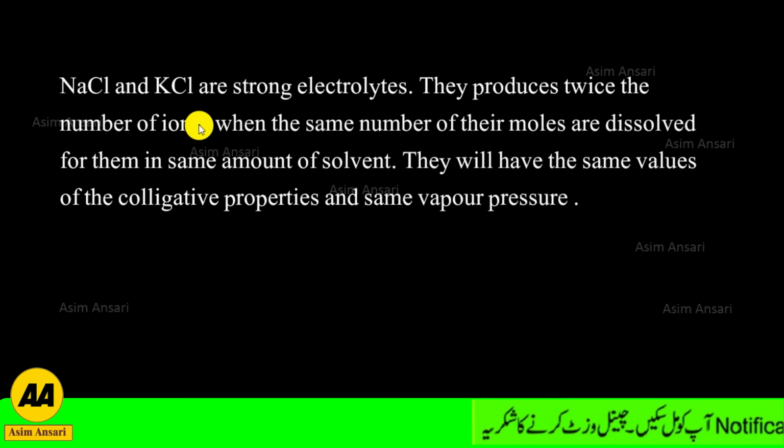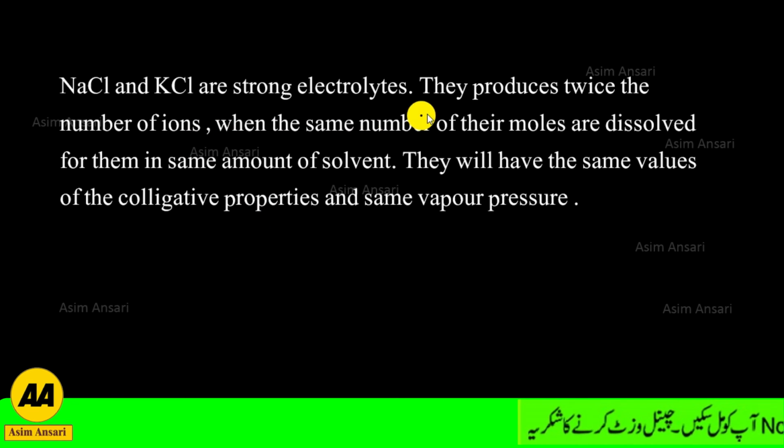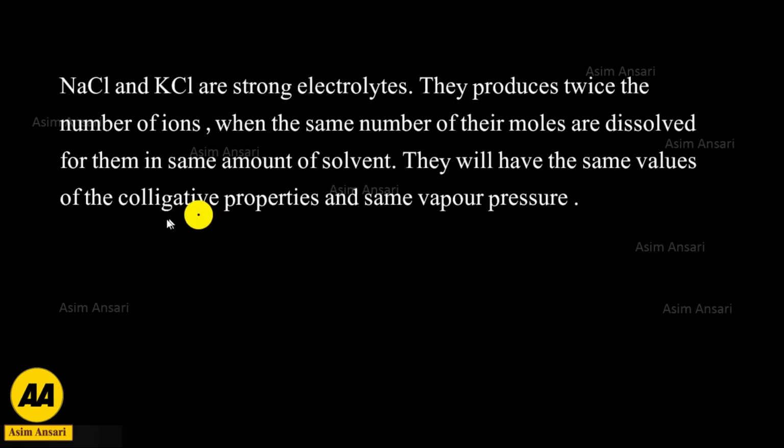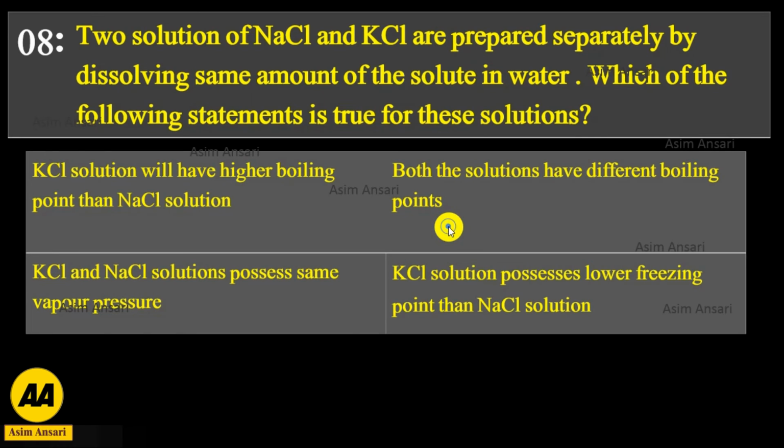NaCl and KCl are strong electrolytes. They produce twice the number of ions. When the same number of moles of them are dissolved in the same amount of solvent, they will have the same values of the colligative properties and the same vapor pressure. So the exact answer is: KCl and NaCl solutions possess the same vapor pressure.